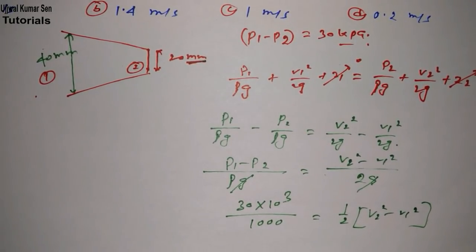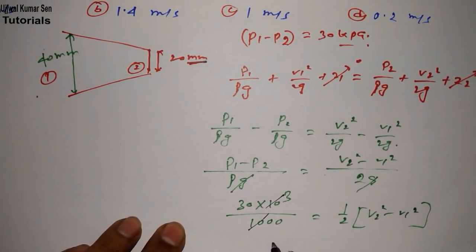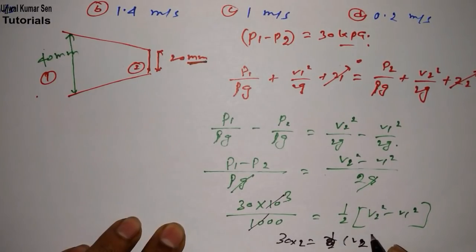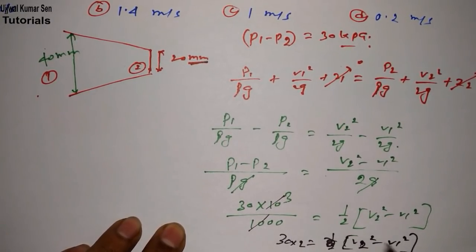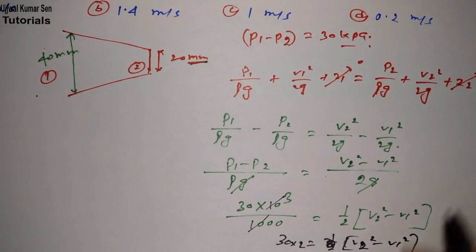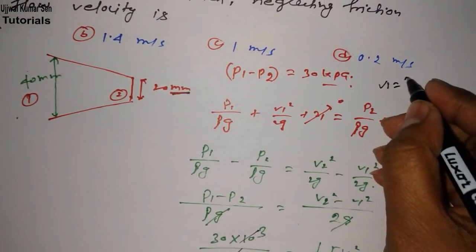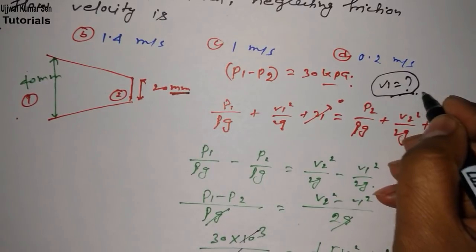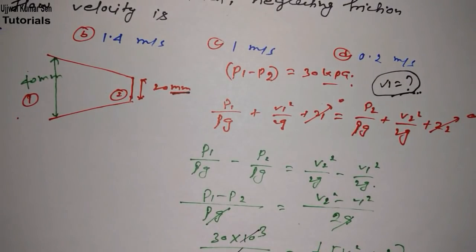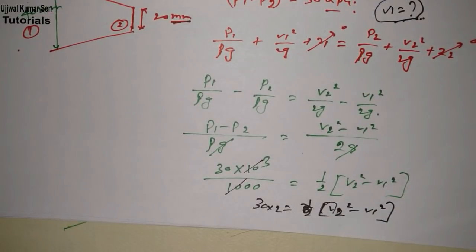Now this one gets cancelled. So what we got basically here is 30 equal to half, so 30 multiplied by 2 is 60, V2 square minus V1 square. Our ultimate aim is to find out V1. Now we have to find out what V2 is. If we find out what V2 is, then we can solve the question quite easily.